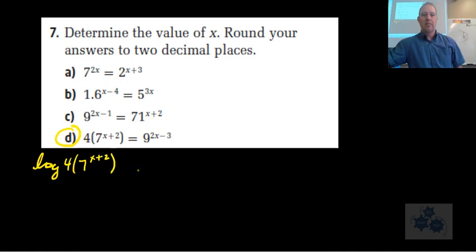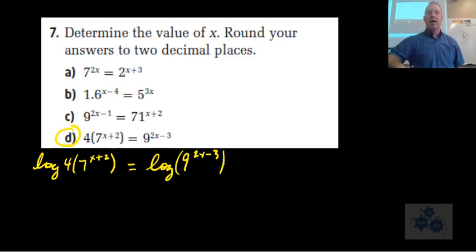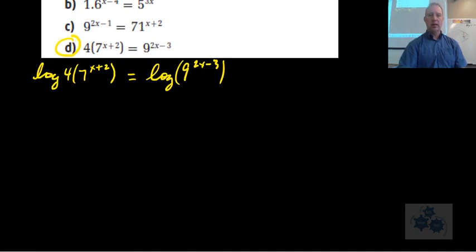So it looks like this, to the power of 2x minus 3. Okay. So if we take the log of both sides, we are starting down the path of getting that x out of the exponent position. Now, there's a little bit of an issue with this 4 here, and then multiplied by this, right?